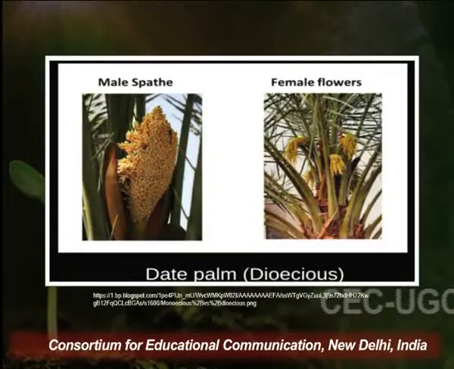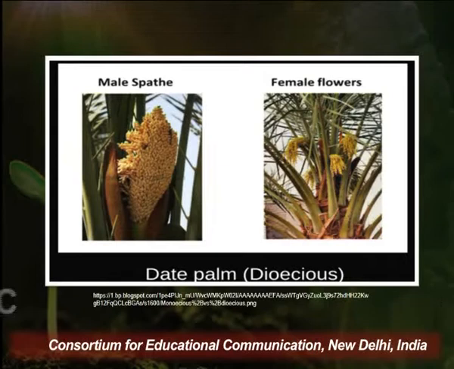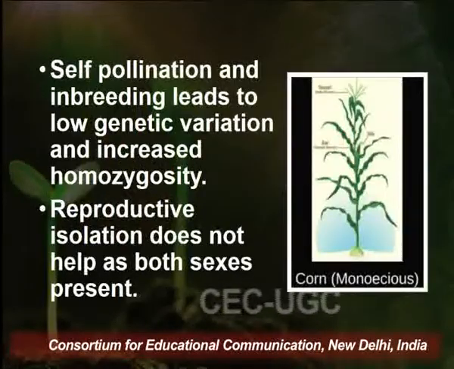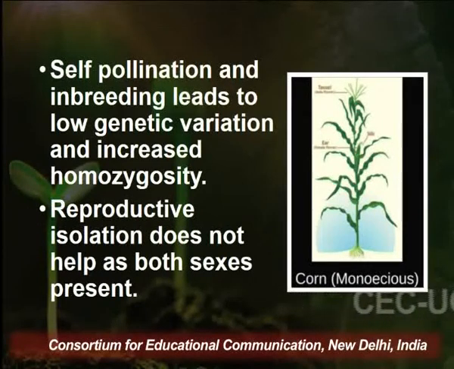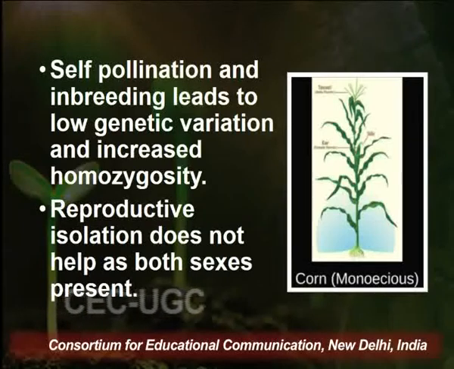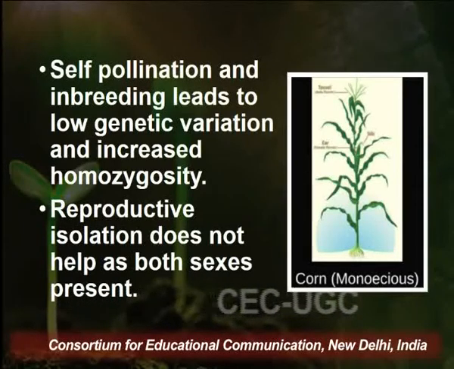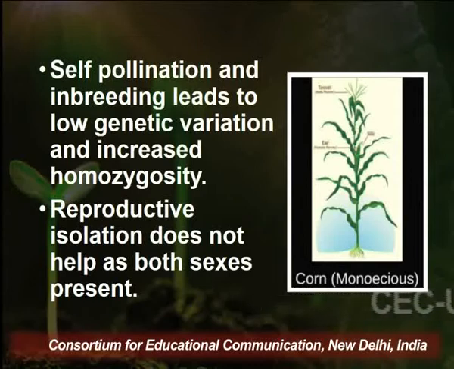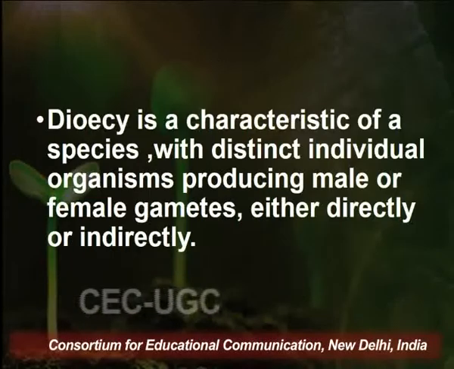You can see on your screens the date palm, a dioecious plant which is Phoenix dactylifera. You have a male plant with a male spathe and the other plant, the female plant, which has the female flowers. Now, you could find a similar situation in case of corn, because corn is monoecious, and you would find that in a monoecious plant we have a tassel and a silk on the same plant.